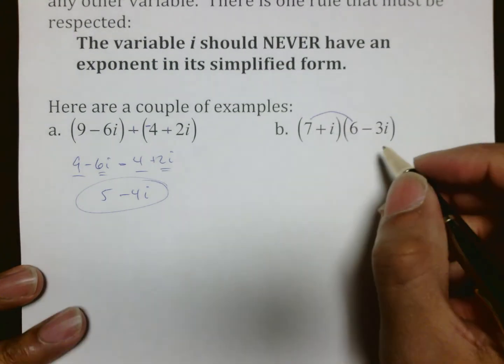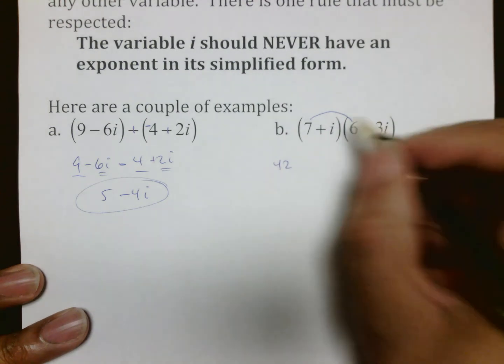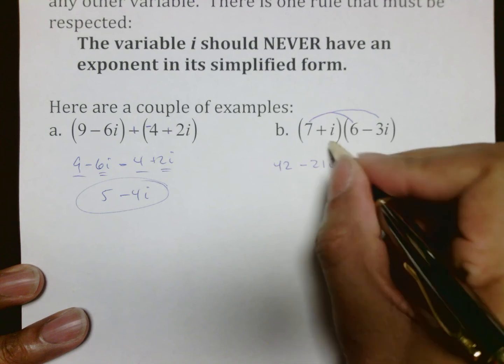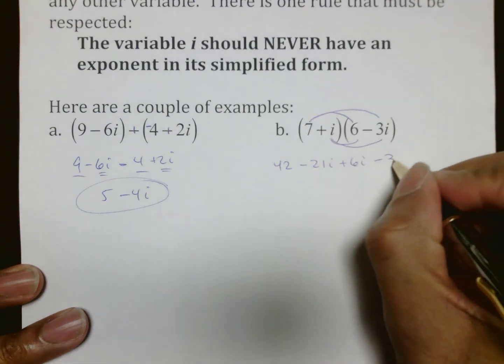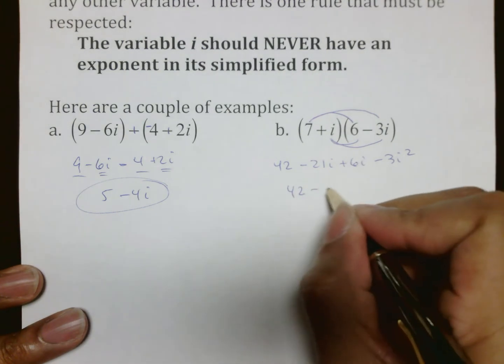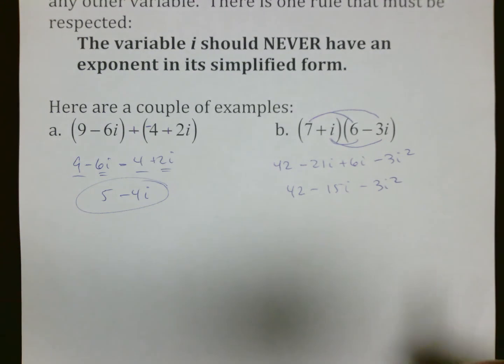I know you call it FOIL, but that's not really what I like to teach. 7 times 6 being 42, 7 times negative 3i is negative 21i. This makes a positive 6i, and this makes a negative 3i squared. Simplifying this further, we get 42 minus 15i minus 3i squared.